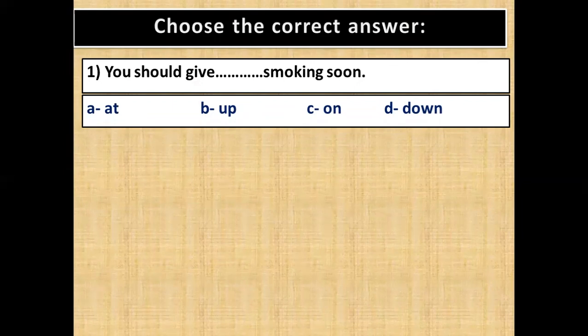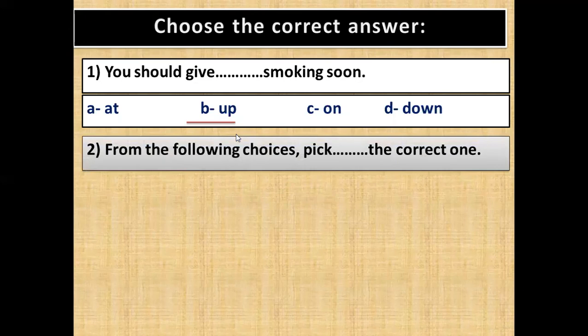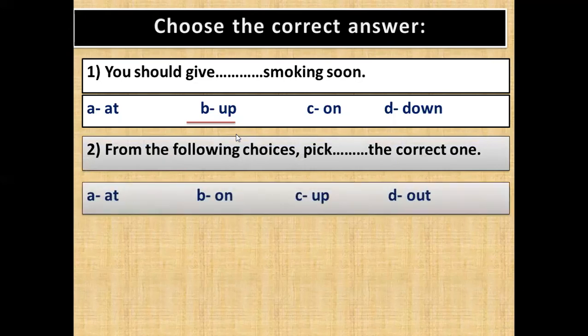I have a verb, it's give, and some prepositions. So which one of them? I will say give up, because give up is a phrasal verb that means stop or quit doing something. So give up is the correct choice. Number two, from the following choices, pick the correct one. Pick at, on, up, out. So I will choose out because pick out is a phrasal verb that means choose.